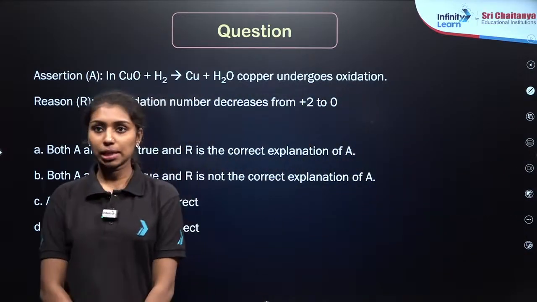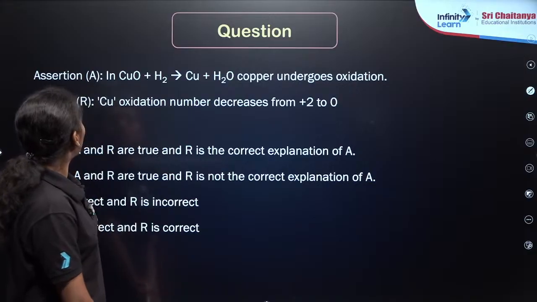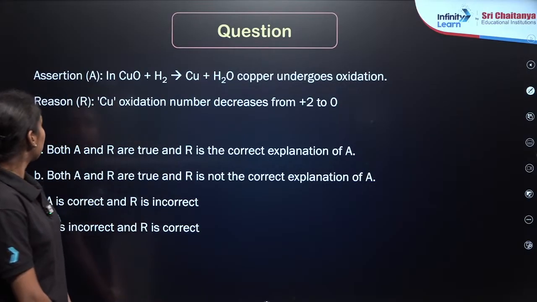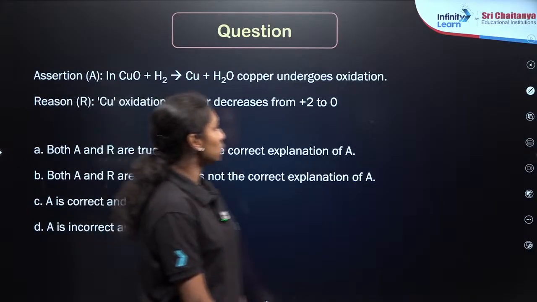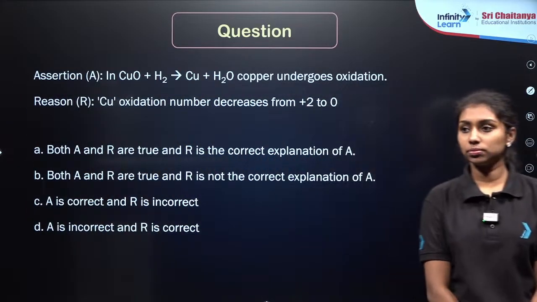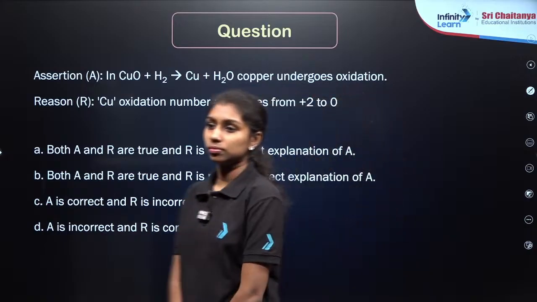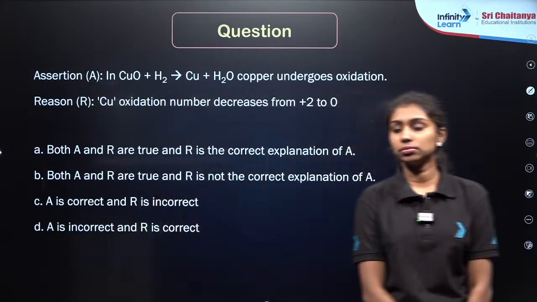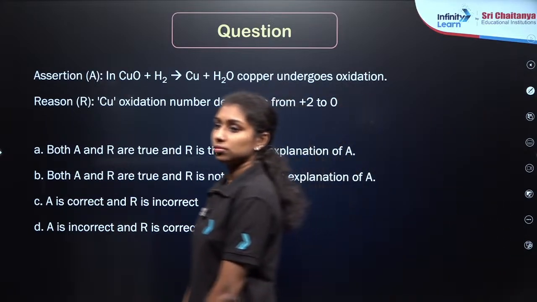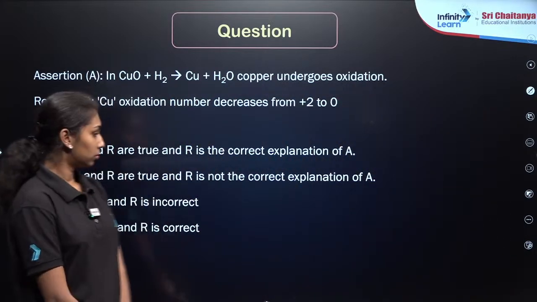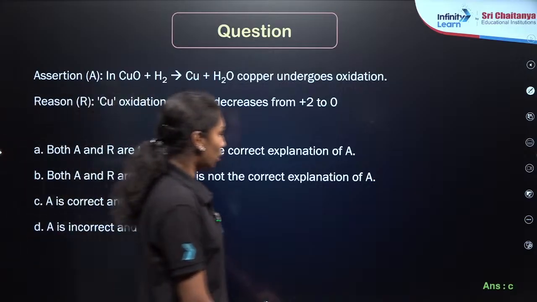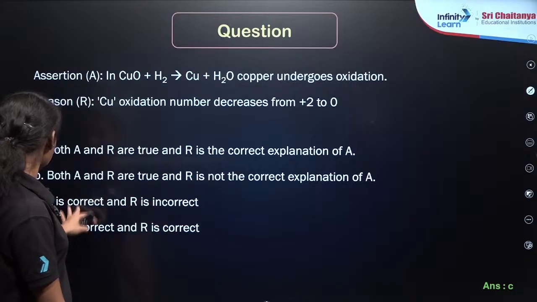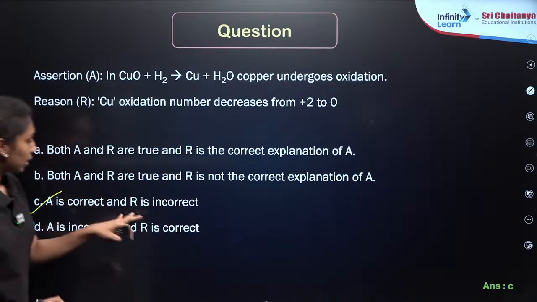This is an assertion reason type question. In CuO plus H2 gives Cu plus H2O, the copper undergoes oxidation, and the reason is Cu oxidation number decreases from +2 to 0. Option C is the correct answer here, which means assertion is correct, reason is incorrect.